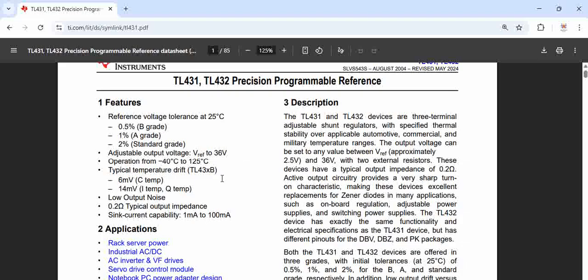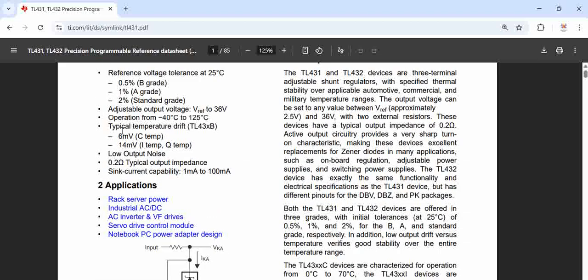Okay, and then you can see the temperature drift. Temperature drift spec is very good, right? So that means with the temperature variation you have a very good voltage stability at the output.